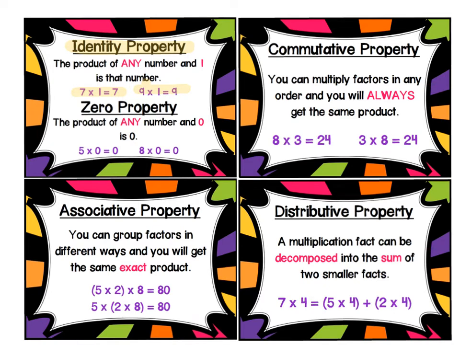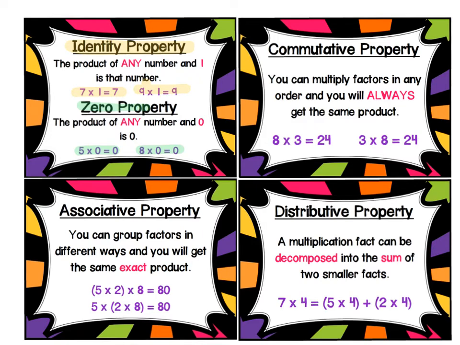The zero property says that any number that is multiplied by 0 is 0. So 5 times 0 is 0, and 8 times 0 is 0. Just like the identity property, it doesn't matter how big or small my numbers are. If it's multiplied by 1, it's itself. And if it's multiplied by 0, it's always 0.